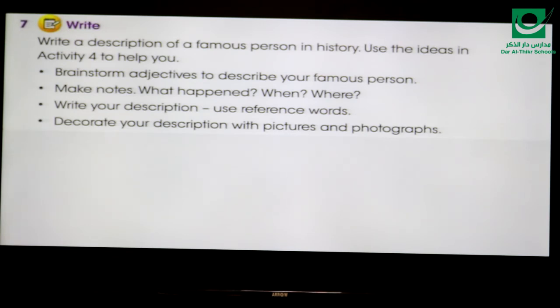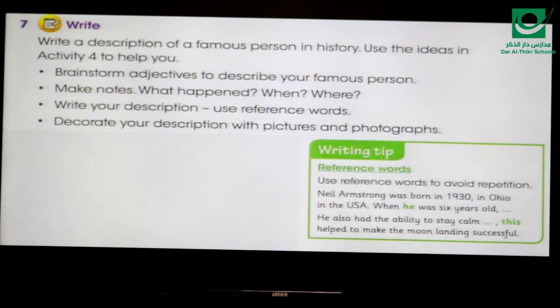So we are going to write 4 or 5 sentences about a famous person in history, about a king, for example, a queen, a famous person in history, and write about him. Try to describe him using adjectives. What happened, when it happened, where. Try to answer these questions and try to decorate your description with pictures and photographs. You will find it very great work at the end, inshallah.